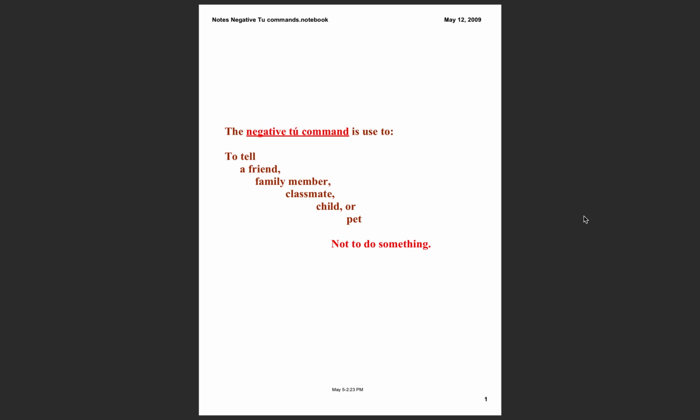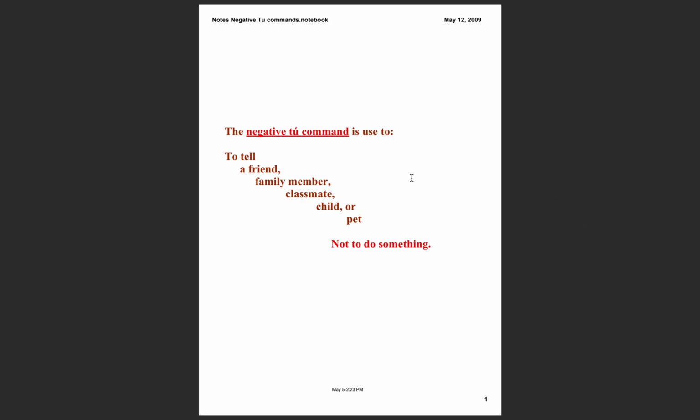Morning guys, and today we're discussing negative tú commands. Okay, negative familiar commands, tú commands. Last week we discussed and went over affirmative commands, telling somebody what to do, like eat your dinner, wash the dishes, wear your mask, wash your hands. Okay, those were affirmative tú commands, the commands you make to people you know really well. Now we're going to do negative tú commands, and they are a little different.